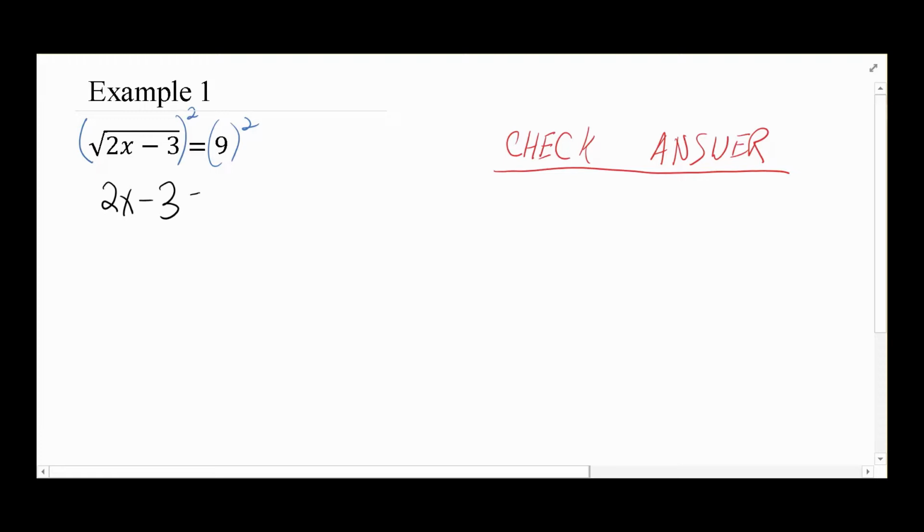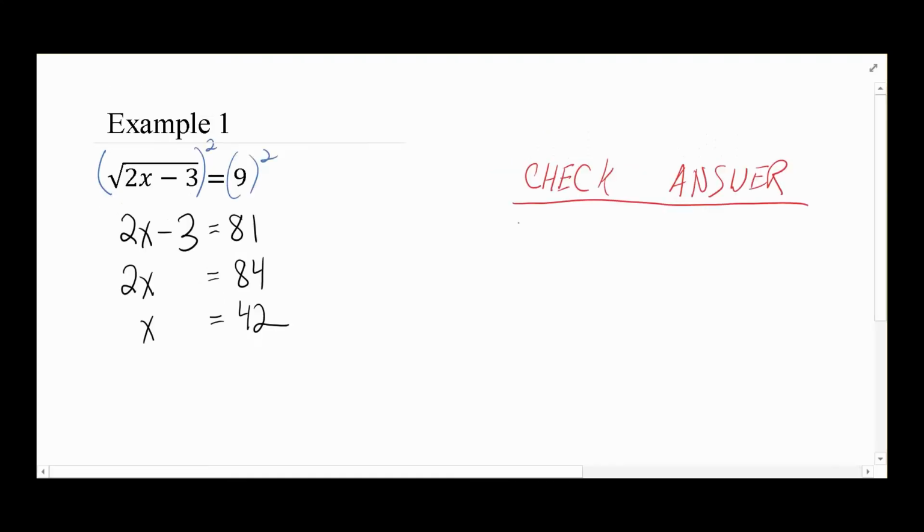Now the right side should also be easy. This is just a simple multiplication fact. 9 squared is 81. And now from here, we can add 3 to both sides, divide by 2. And this is what I call the potential solution. We're not going to circle this answer yet because we have to check it.